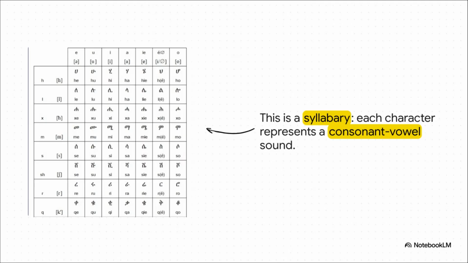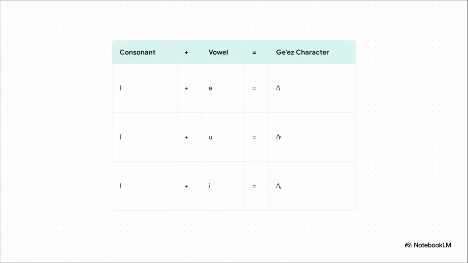Now, what you're looking at isn't your typical ABC alphabet. It's something called a syllabary, and all that means is that each character here isn't just one letter. It represents a whole syllable, a consonant and a vowel sound combined. Let's make this super simple. See the row for the consonant L? Okay, if you want to make the sound le, you just follow that row across to the E vowel column. And boom, there's your character. Same for lu, you go to the U column, and for li, you go to the I column. See? Once you get the hang of the grid, it's actually a really logical system.